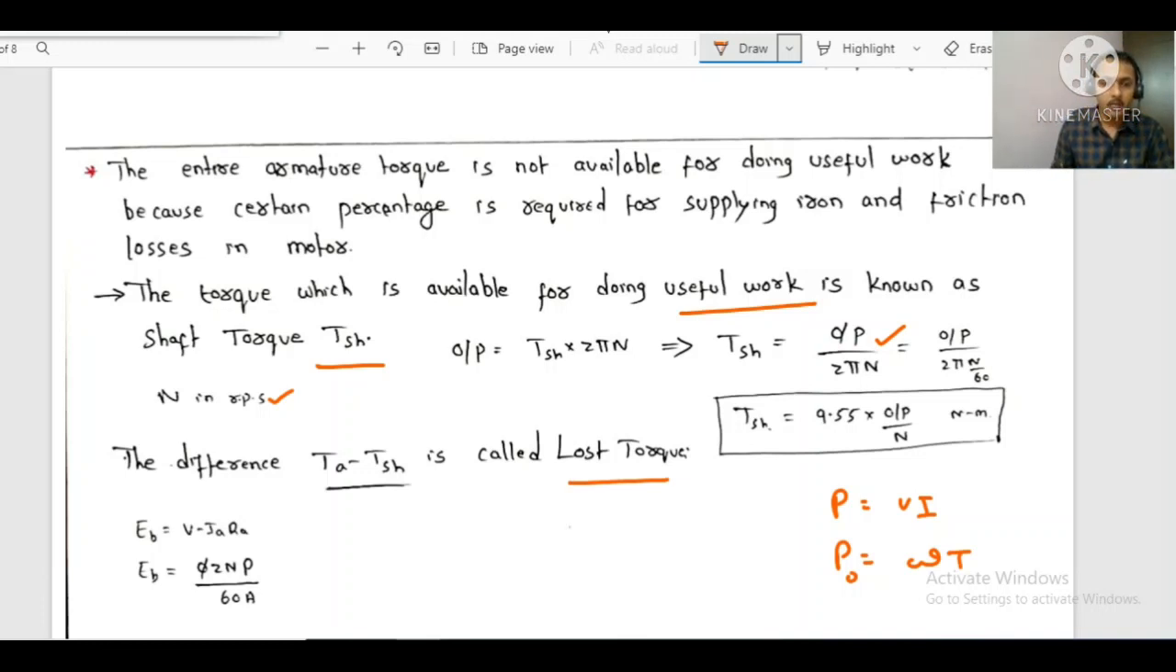So this is all about it. Of course, if you have already watched, the back EMF developed in the DC motor, Eb, is given by phi Z N P by 60A, where phi is the flux, Z the number of conductors, N the speed in RPM, P the number of poles, and A the number of parallel paths. A equals 2 if it is wave winding, and A equals P, the number of poles, if it is lap winding, depending upon the type of the winding. Clear?